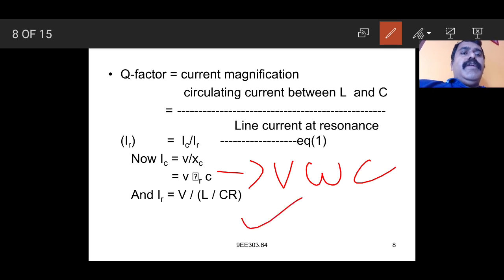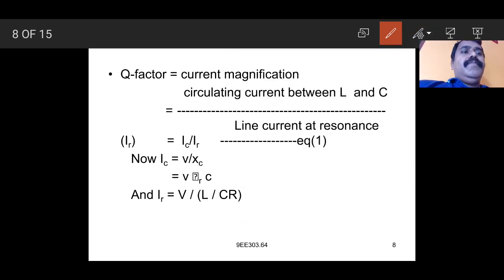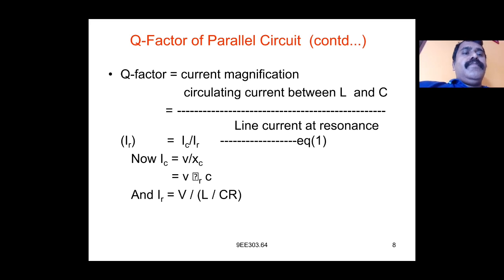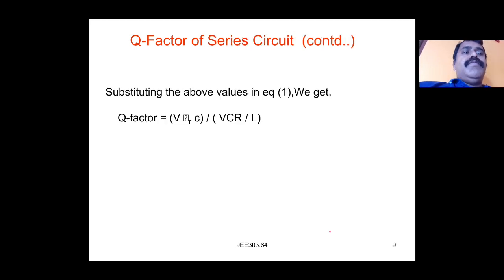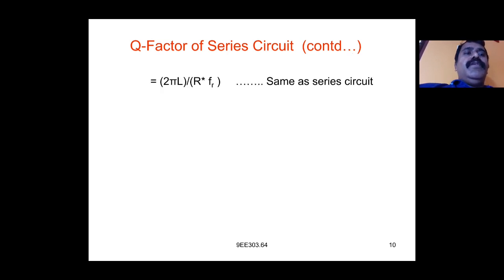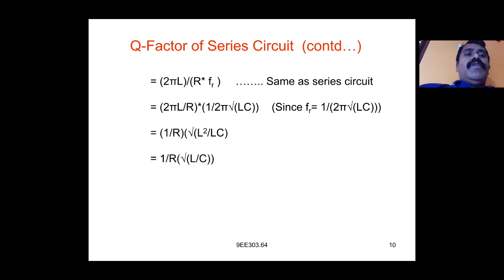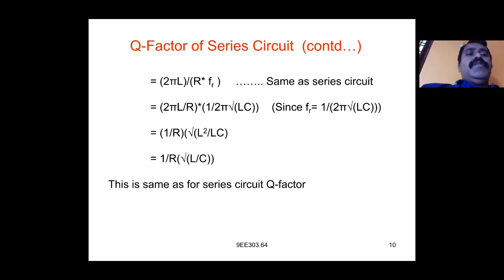Again I is equal to V by L by C, and substituting, we get VCR by L. Substituting the values in the equation, we get Q factor is equal to V omega C divided by VCR by L, that is omega L by R, 2 pi FR L divided by R. FR is equal to 1 by 2 pi root LC if R is negligible, a very small value, same as that of the series circuit. Again we get the value 1 by R under root L by C. So this is same as for the series circuit.